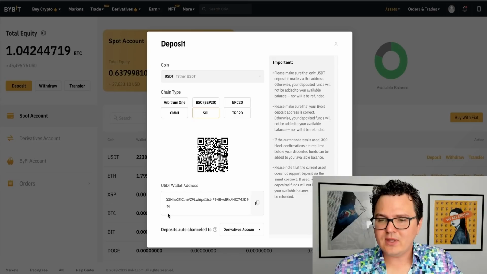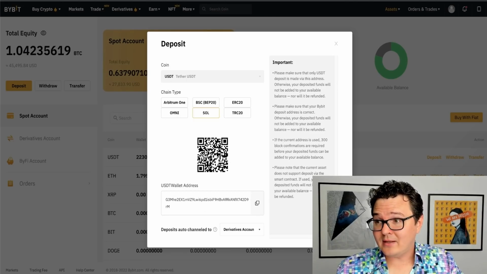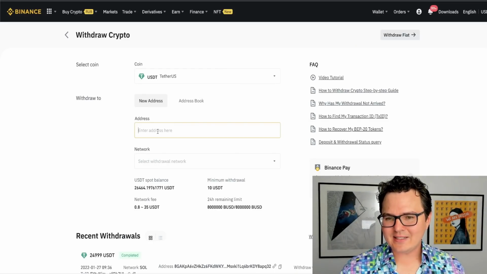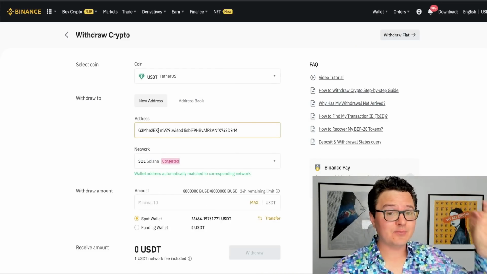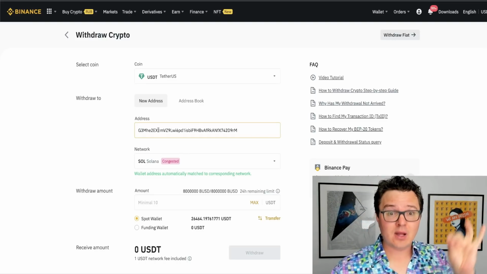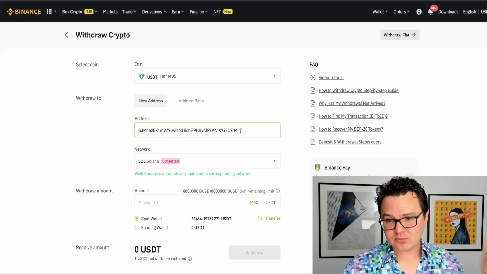So I've clicked on Sol here. They've given me my Solana address, which I'm going to copy now, and I'm going to take this deposit address from Bybit over to Binance. So over here on Binance, I'll go ahead and paste my deposit address from Bybit into the withdraw section from Binance. So that is my Bybit deposit address right here.